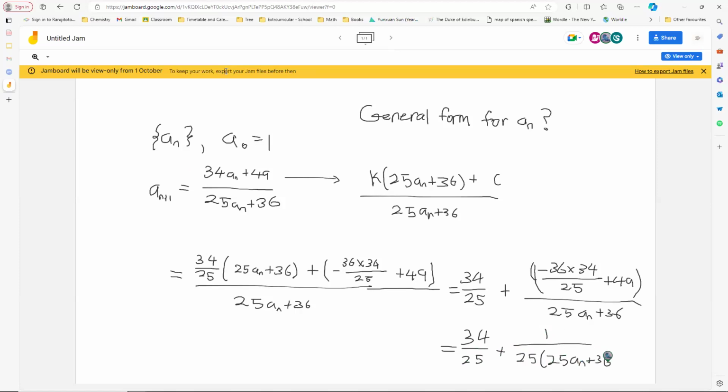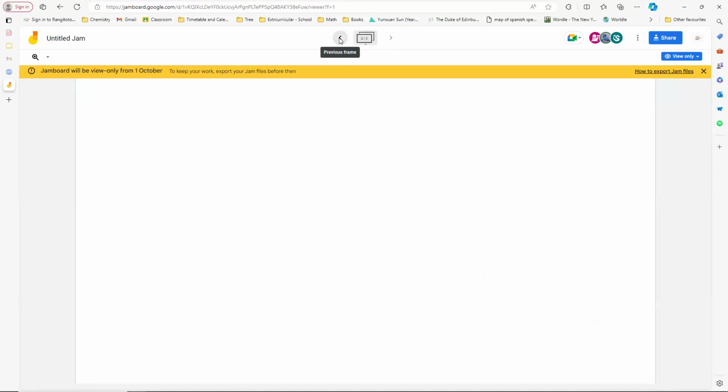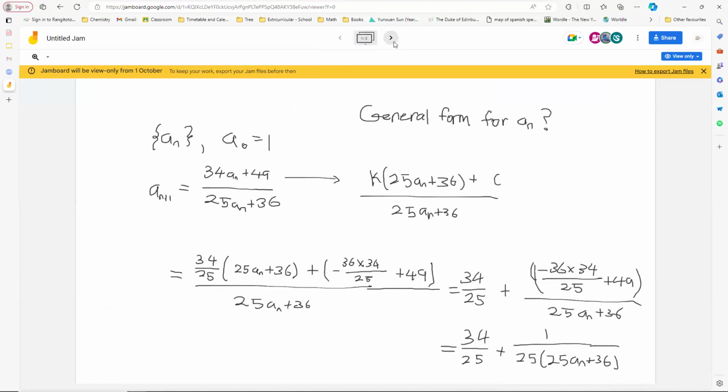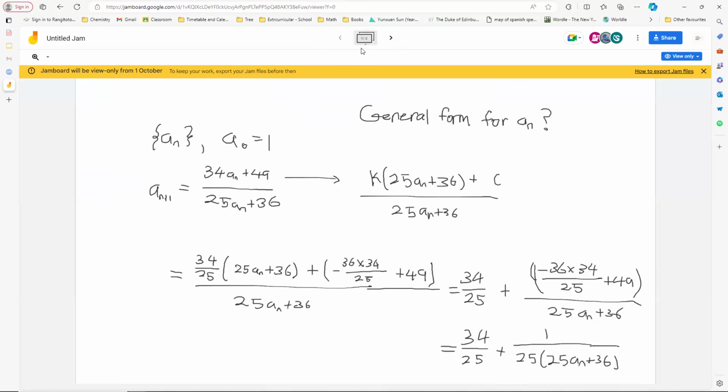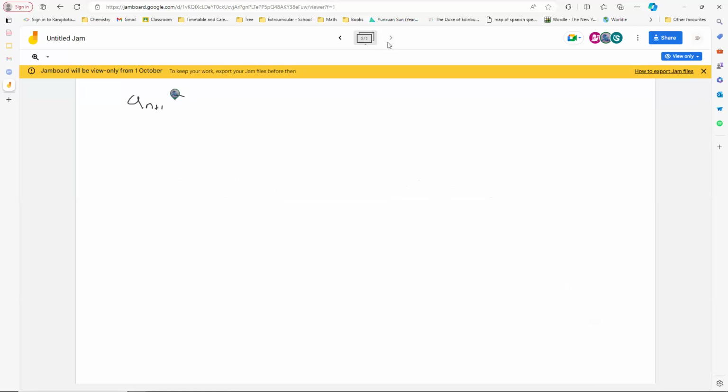Cool. Probably going to move over to a new slide now, which is annoying because we have a lot of stuff on the slide, but I'll just copy it down. So we've actually got it into a bit of a nicer form now, right? A n plus 1 equals 34 over 25 plus 1 over 25 times 25 an plus 36.